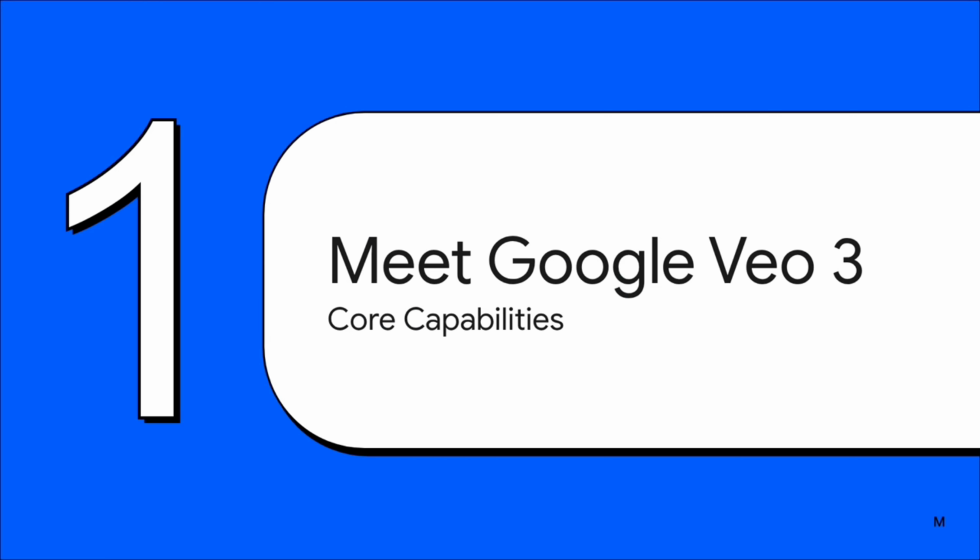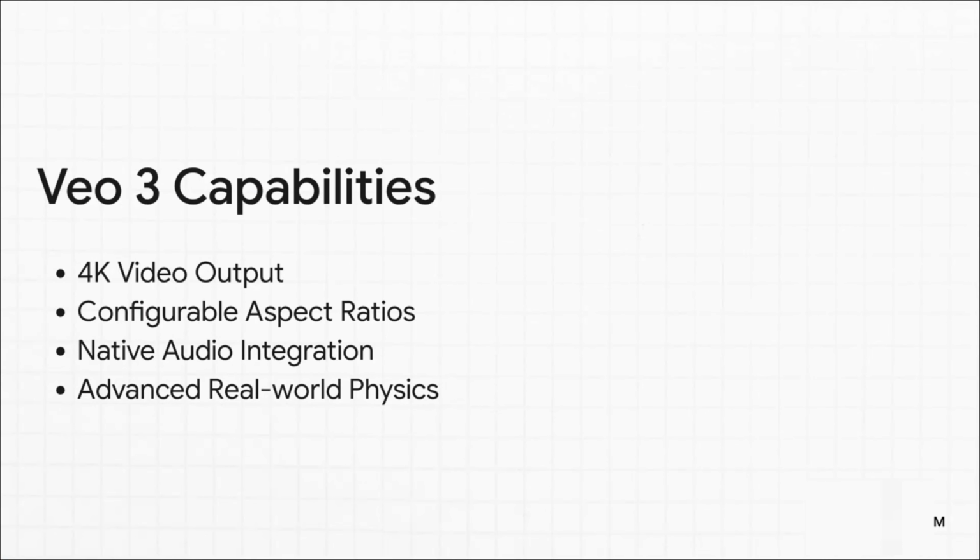All right, part one, meet Google VEO 3. Let's just set the stage and look at exactly what we are dealing with here. The sheer leap in capability we're seeing is honestly staggering. VEO 3 isn't just generating your standard moving pictures, it is pumping out stunning 4K video. It gives you configurable aspect ratios, meaning you can spin up a sweeping cinematic 16:9 landscape or a perfectly formatted 9:16 vertical video for your phone.